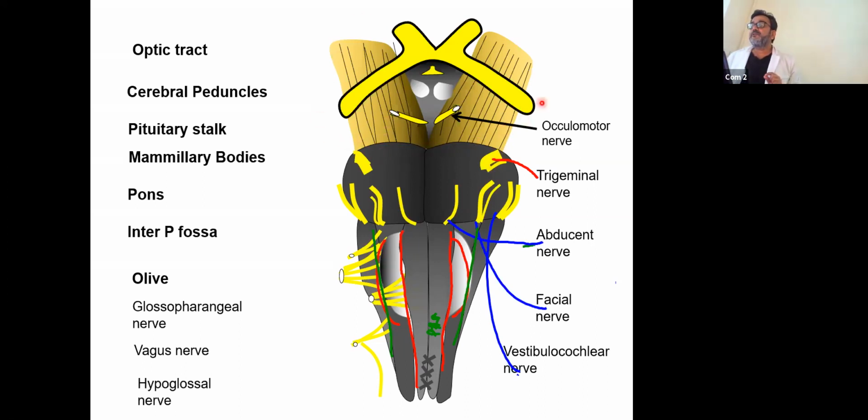Next, we are going towards the midbrain. You see the midbrain, you see these two peduncles. Can you make out these peduncles? These peduncles are called cerebral peduncles.